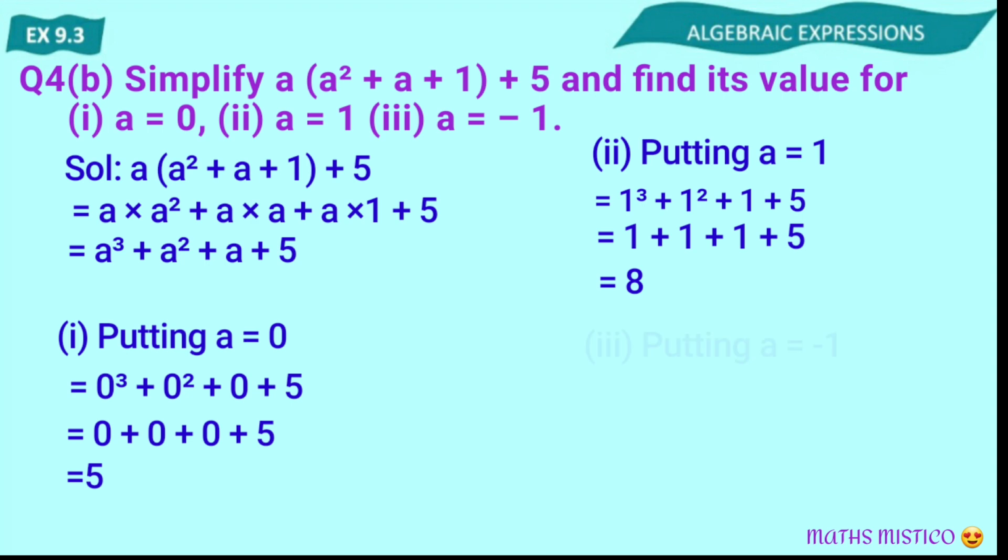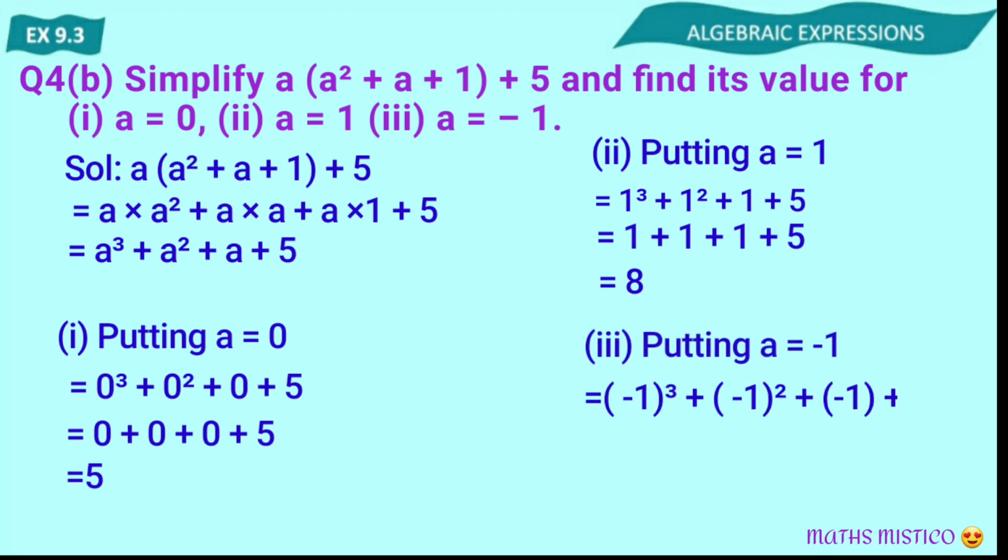In the third part, we have to replace a by minus 1 everywhere. We know that even power of a negative number is positive and odd power is negative. So we have minus 1 plus 1 minus 1 plus 5, which is equal to 4 on solving.